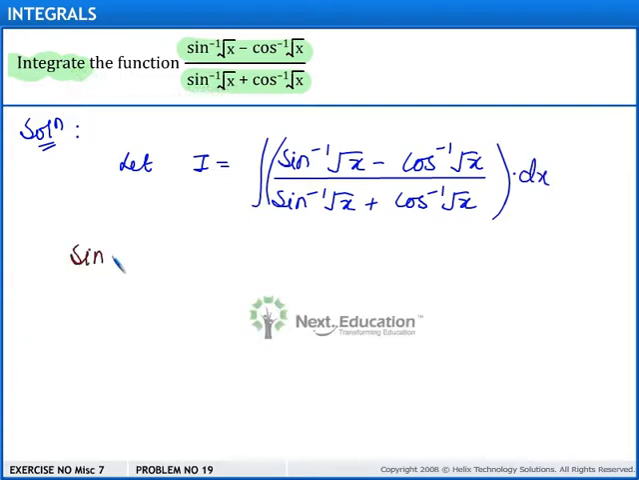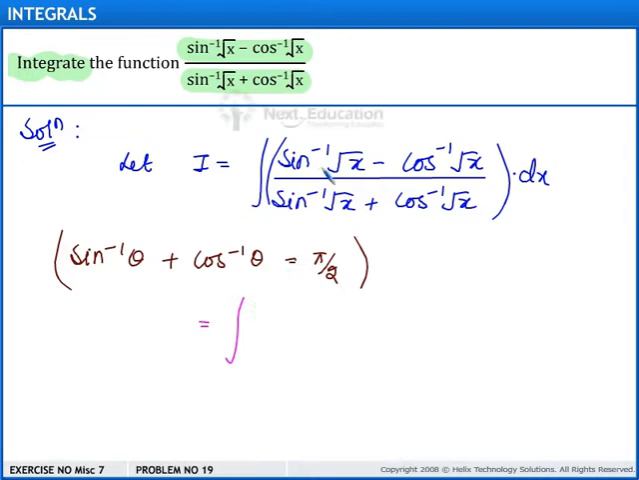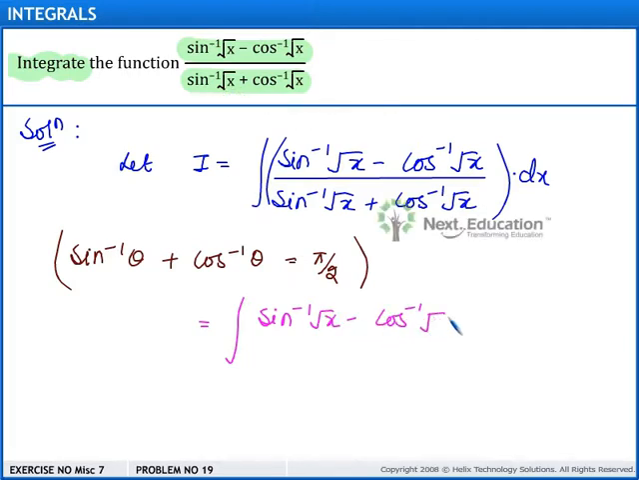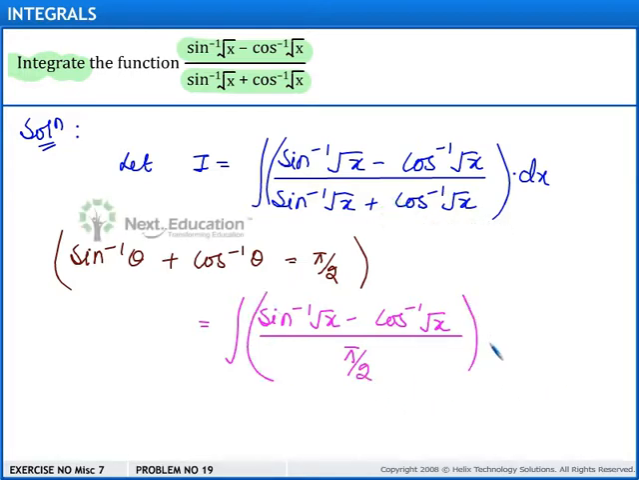Now we know that sin inverse theta plus cos inverse theta is equal to pi by 2. Therefore, I can further be written as the integral of sin inverse root x minus cos inverse root x as it is, and in the denominator we get pi by 2, since this is equal to pi by 2, into dx.